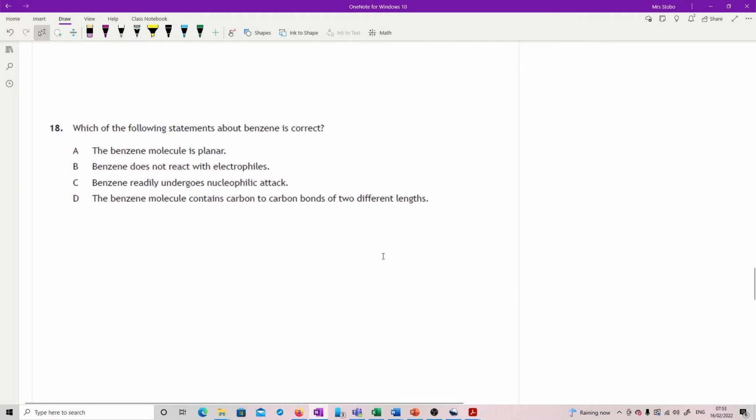Okay. Question 18. Which of the following statements about benzene is correct? A, the benzene molecule is planar. That is absolutely correct. So you're actually there straight away. But just to be clear, benzene does not react with electrophiles. Well, that's not true, because the whole point about benzene, as far as the reactions you know, is electrophilic substitution. So let's get rid of that, definitely. Benzene readily undergoes nucleophilic attack. Refer to what I just said, it's electrophilic substitution, so nope. The benzene molecule contains carbon-to-carbon bonds of two different lengths. Well, that's not true, and you can go to the data book to check, because what you have is the carbon delocalised, and a sigma, and they're all of exactly the same length. That's the whole point, which is why it is planar. So get rid of that, and that's you.